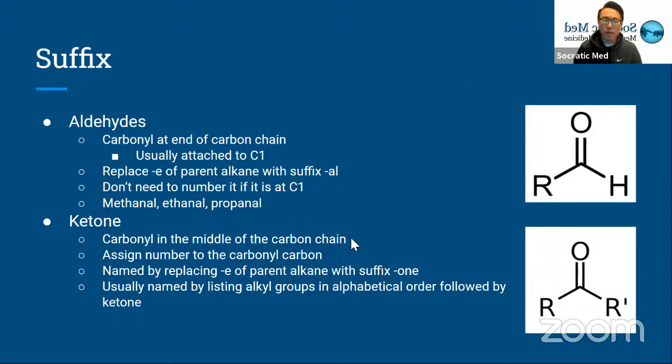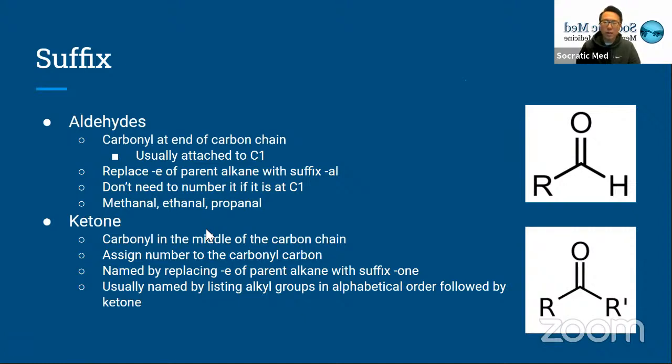And when it's at carbon 1, usually they don't number it because they just assume that it's at the first carbon. So for methane with an aldehyde group attached to it, it would be called methanal. Ethane would be ethanal, and then propane would be propanal. So that's for aldehydes.